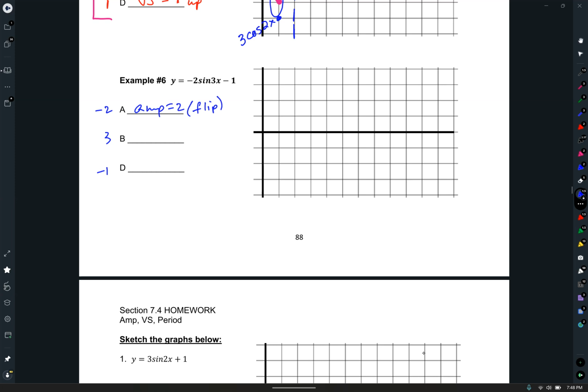Okay. So the period is going to be 2 pi over, the B number is 3, so 2 pi over 3. And then when I'm ready for it, I know that the D means that the vertical shift is 1 unit down. Okay, so I'm going to do this part first. So I'm going to mark off my period of 2/3 pi. Remember, this is pi, so 2/3 is going to be somewhere in here, right? Somewhere between 1/2 pi and 1 pi.